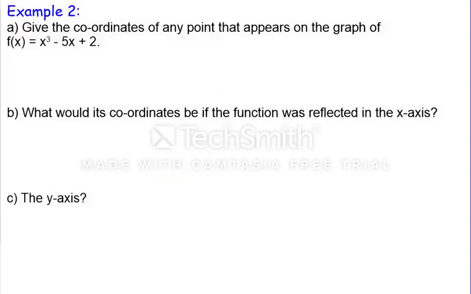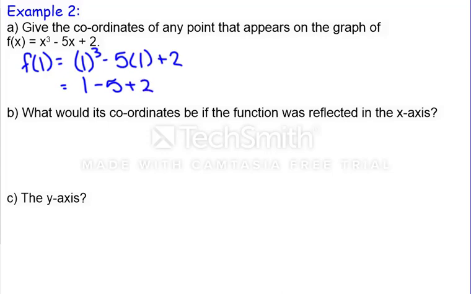Example 2, give the coordinates of any point that appears on the graph of f of x is equal to x cubed subtract 5x plus 2. All we're looking for is a coordinate. So pick any point you want, your favorite point. I'm going to pick 1. So 1 cubed subtract 5 times 1 plus 2. That gives us 1 subtract 5 plus 2, which is negative 2. Our point on the graph is 1, negative 2.